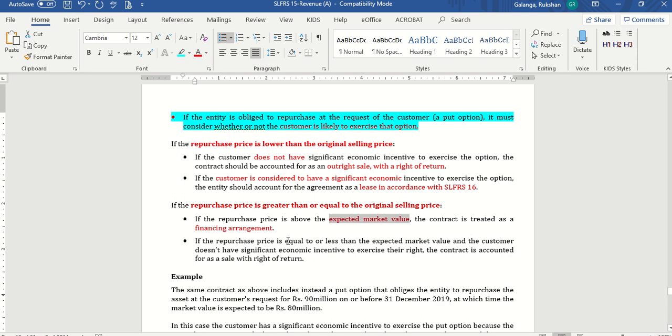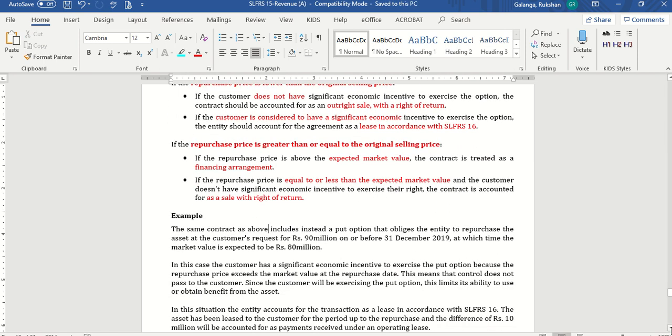If the repurchase price is equal to or less than the expected market value, right? The customer doesn't have a significant economic incentive to exercise the right. The contract is accounted for as a sale with the right to return. So that's how the accounting treatment is specified. Okay, we look at this example in relation to the second part.